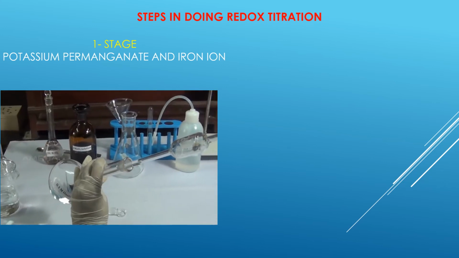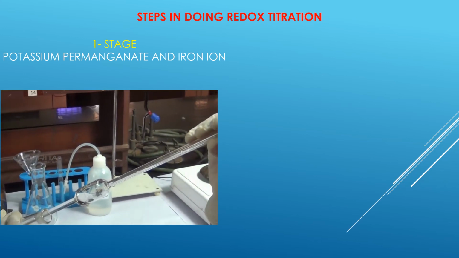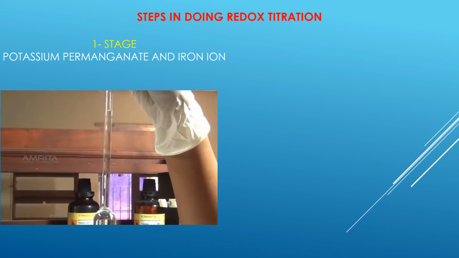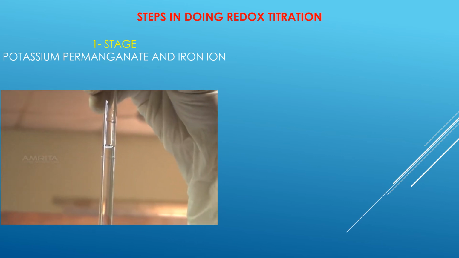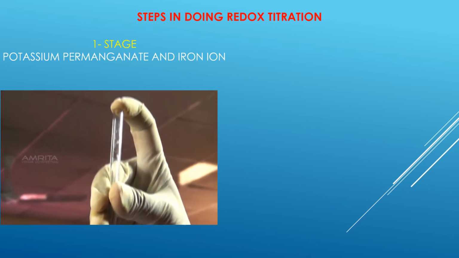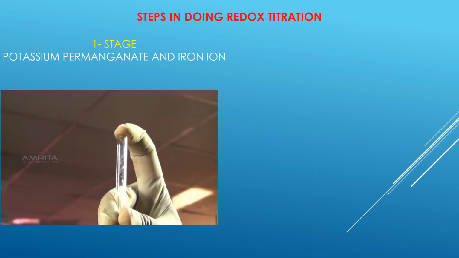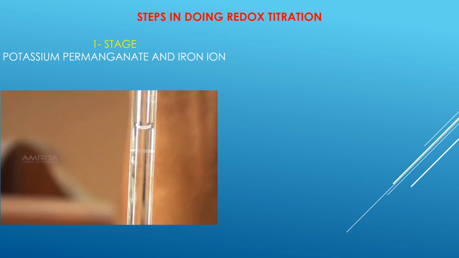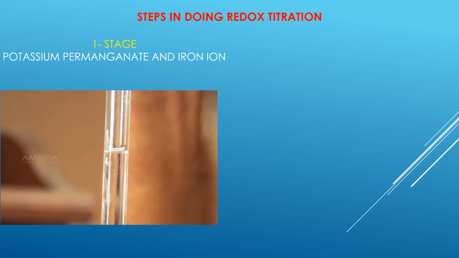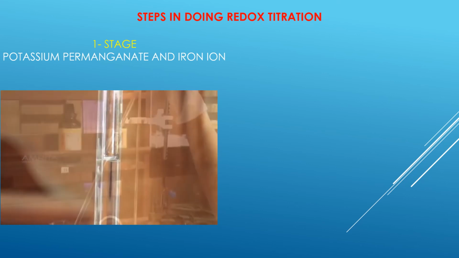Now pipette out the oxalic acid solution from the standard flask until the solution level is just above the calibration mark on the pipette. Close the upper end of the pipette with the index finger. Slowly release the finger so that the solution is allowed to run slowly until the lower edge of the meniscus just touches the mark on the pipette, so that the volume of the solution becomes 20 ml.